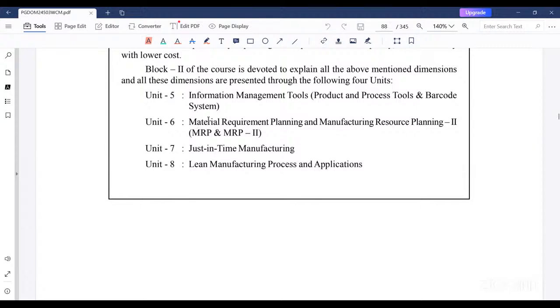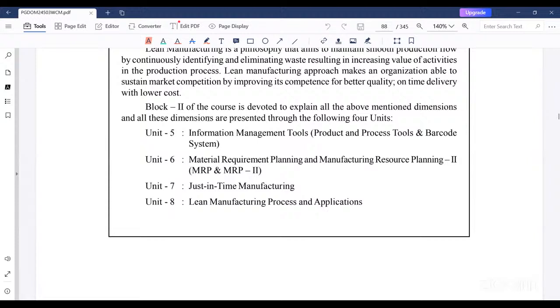They are information management tools, which include product and process tools and the barcode system. That means what are the different types of barcode that are available. If you go to any store, we find they scan the product. But the barcode available on that particular product is not similar on every product. It differs from one product to the other. So what are the different barcodes that are available, that we'll try to understand.